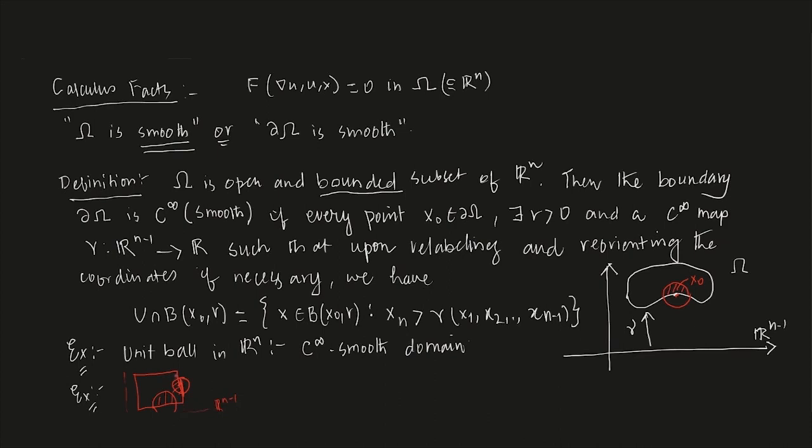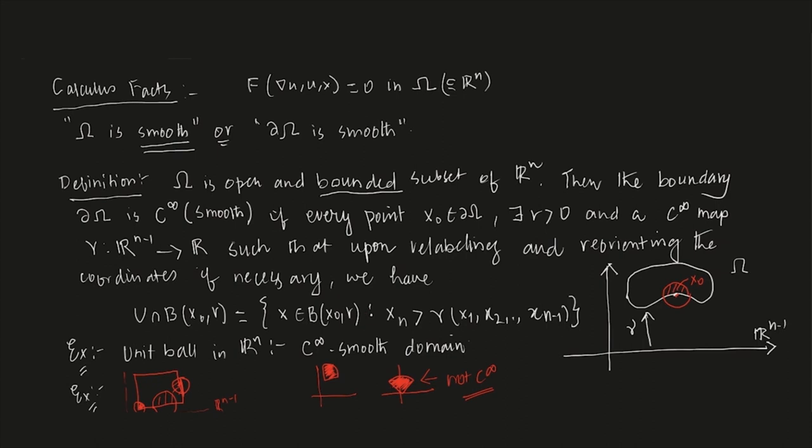But it is smooth almost everywhere, not at every point. Because you see, let's just take this point or this point, any corner points. If you take a corner point like this, you see the intersection part, and it will look like this, and this is the axis. Now, if you reorient it, you may think of this as looking like this. So you see, the intersection part, U intersection B, is definitely not the graph of a C infinity function. Not C infinity. So this kind of domain is not a C infinity domain.